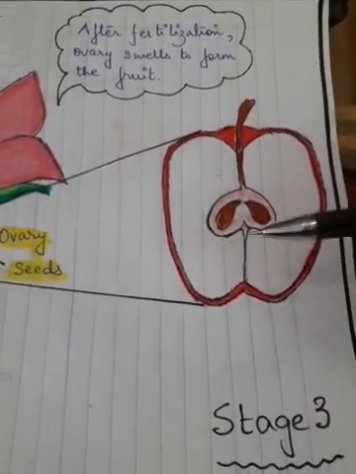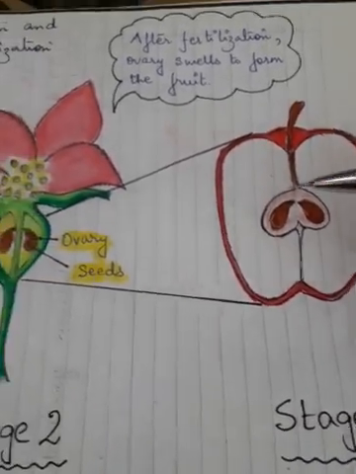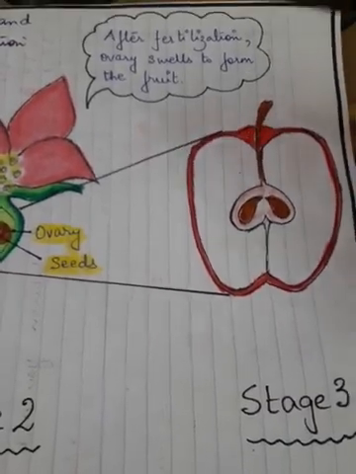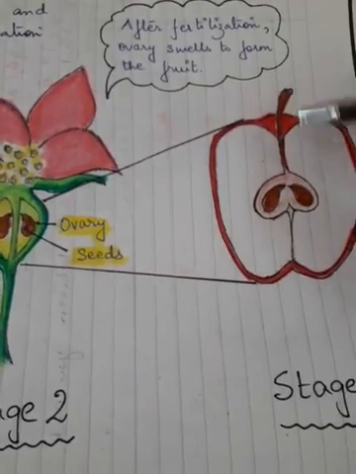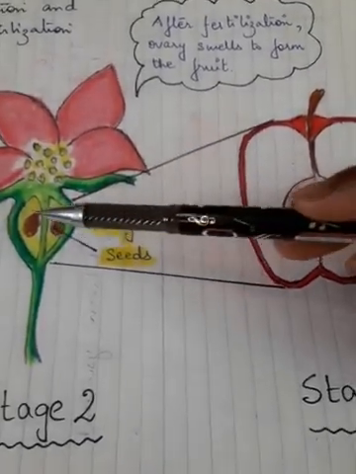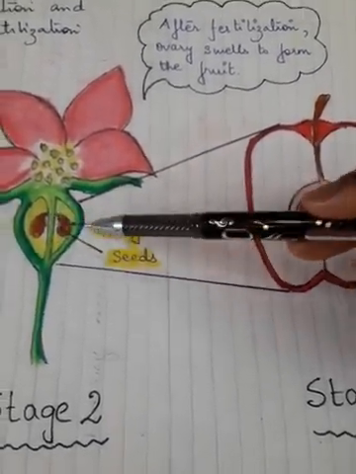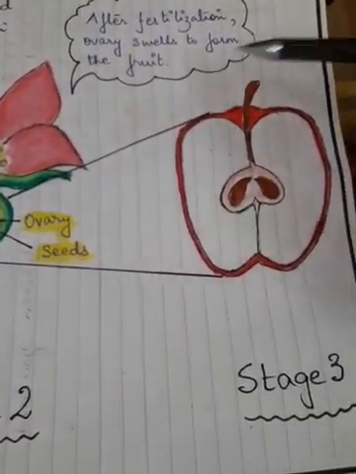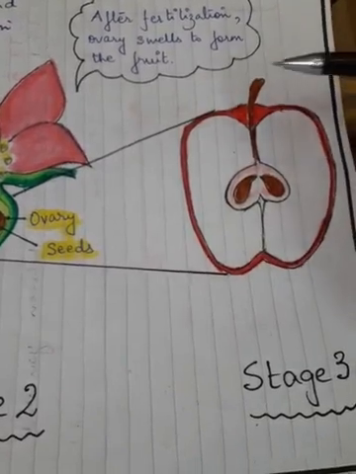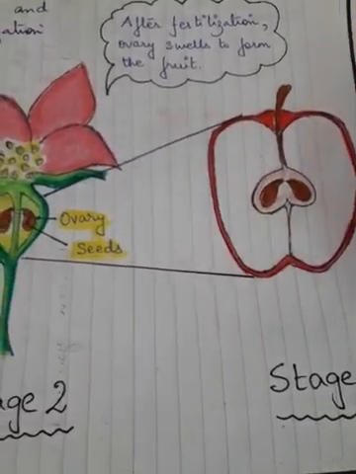Now students, look at stage 3. What we can see here is that after fertilization, the ovary swells to form the fruit, and the ovules become seeds. So we can find here a complete fruit. Can you see here? A fruit is developed after fertilization.